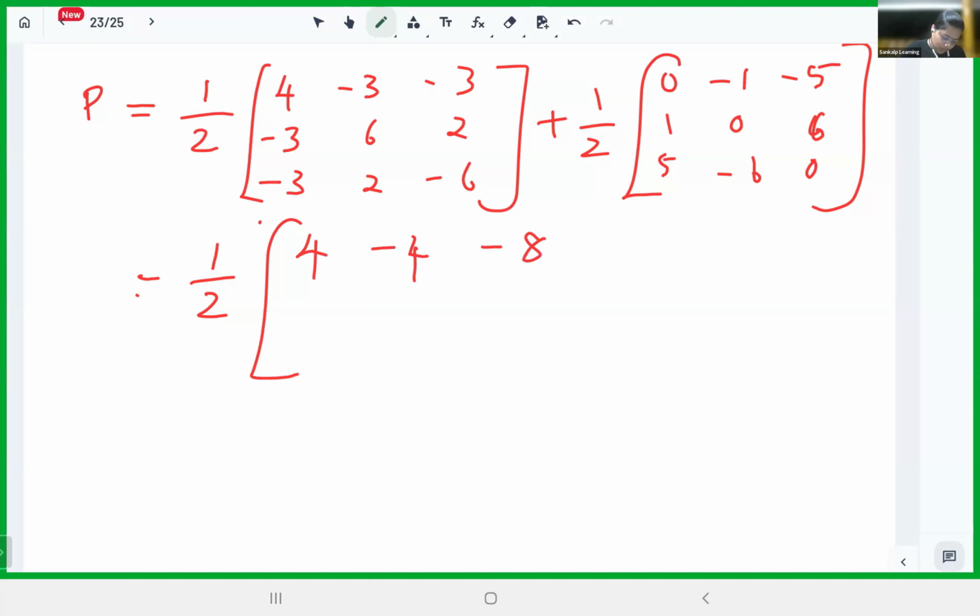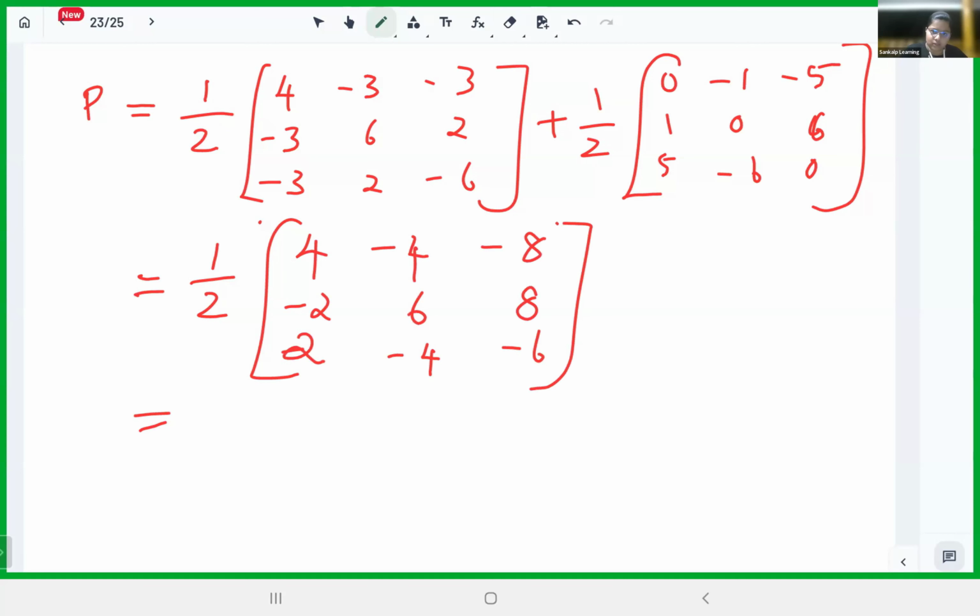Minus 3 plus 1, it is minus 2. 6 plus 0 is 6. Then 2 plus 6 is 8. Minus 3 plus 5 is, sorry, it is 2. Right, it is 2. And 2 minus 6 is minus 4. And what is minus 6 plus 0? It is minus 6. So the resultant values, now you can multiply each element with 1 by 2.